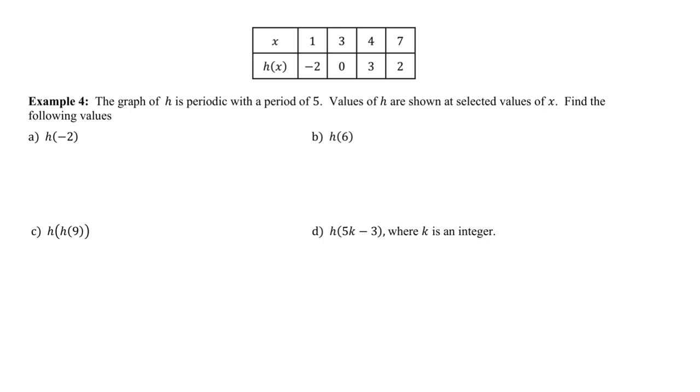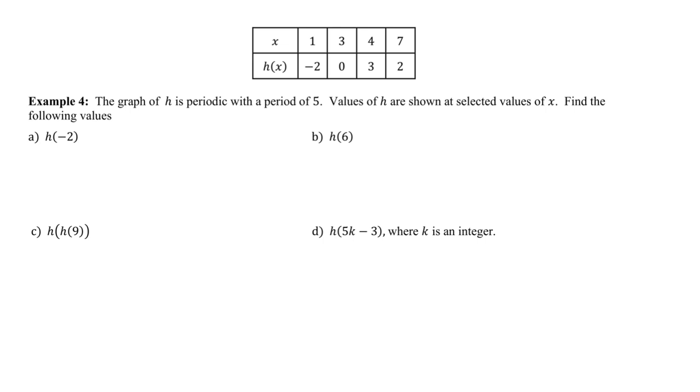All right, example 4 is just like the last one. It's just now we don't have a graph, we have a table, but we're going to do it the same way. We have our input values up here, right? And we know that it's got a period of 5. So we know that h of 1 is -2, which means h of 6 would be -2, h of 11 would be -2, and so on and so forth.